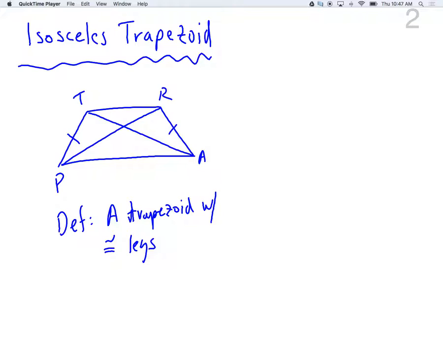Do they appear to bisect? Do they bisect? No. Anything exciting about those diagonals?